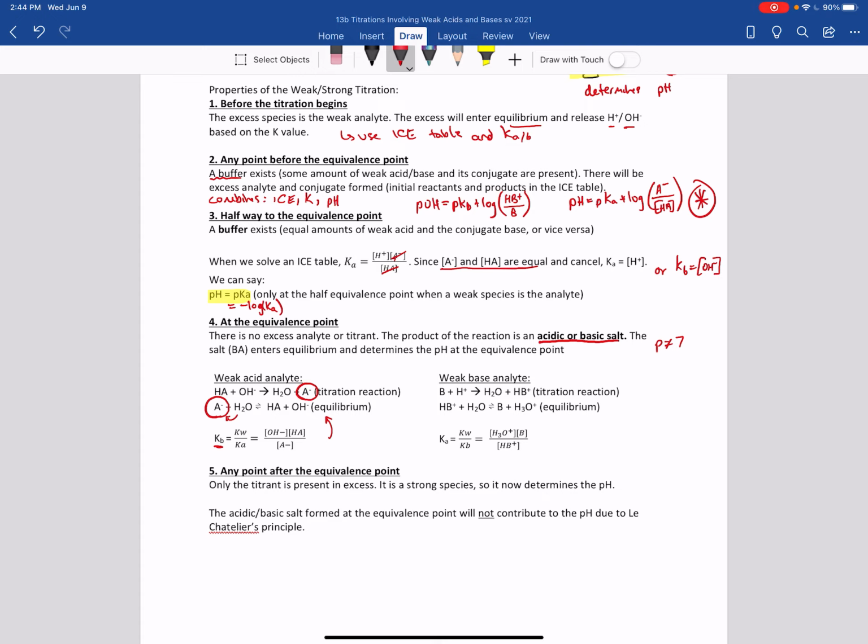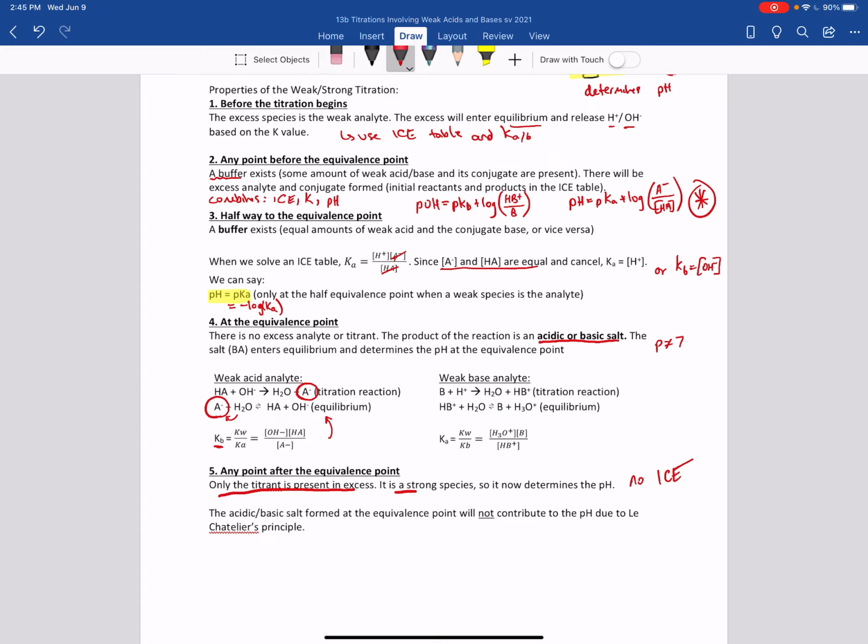After the equivalence point, only the titrant is in excess. Now it's strong, so it determines the pH stoichiometrically. There's no ice table involved. So we'll just put that here. And any salt that forms is not going to contribute to the pH because it will be too weak to dissociate.